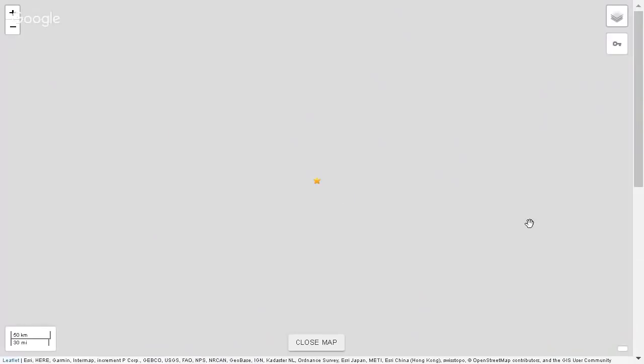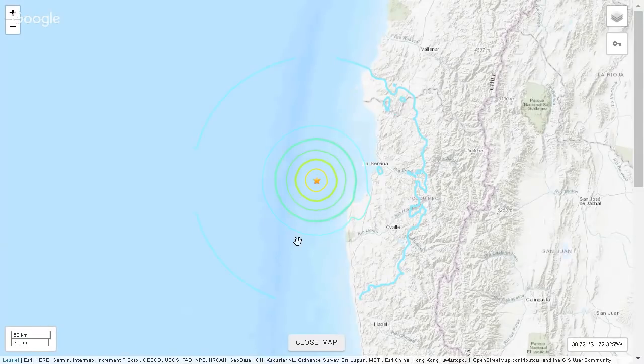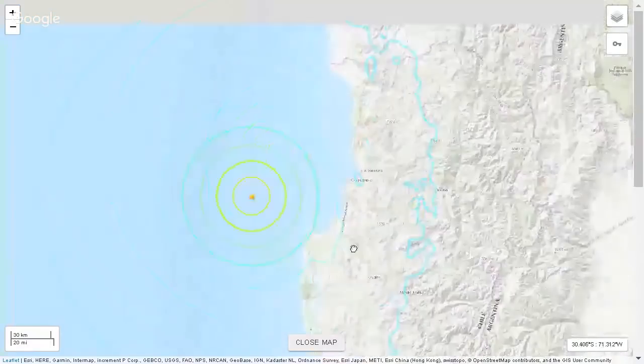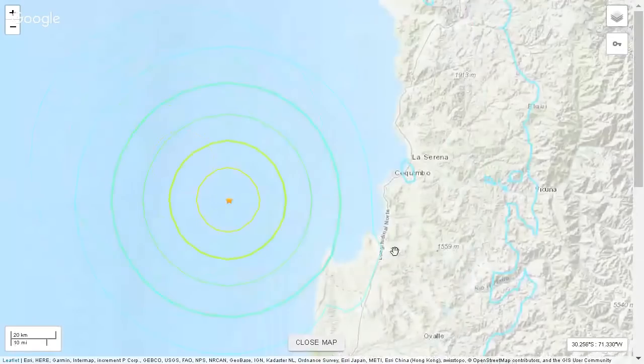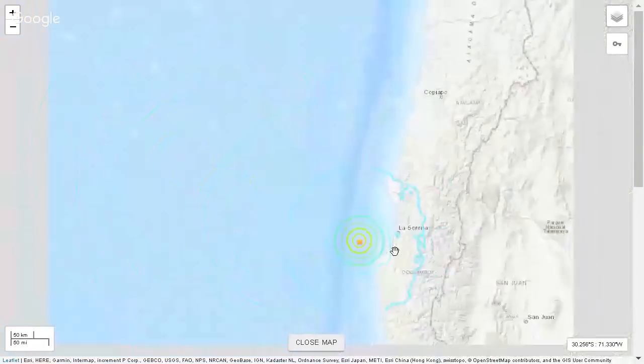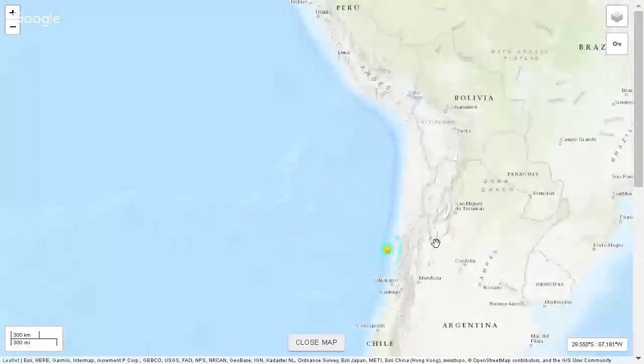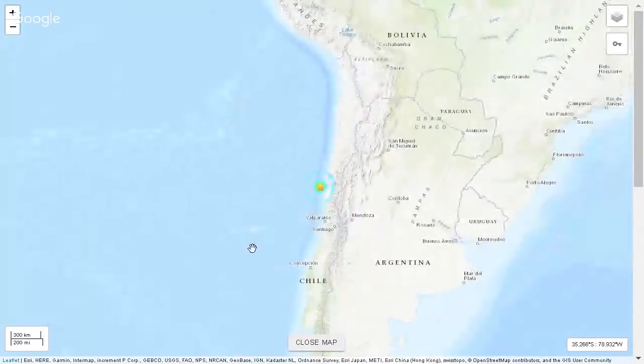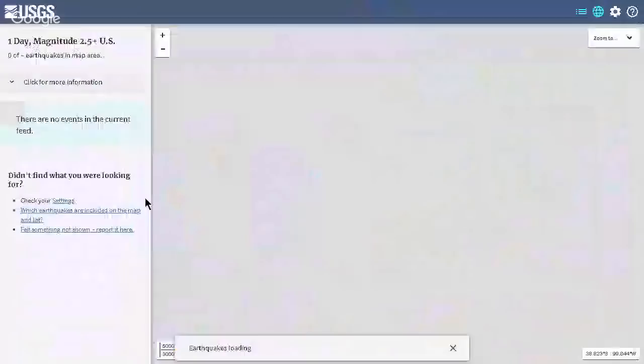Look at the interactive map here real quick. So located off the coast. Hopefully it didn't do too much damage there. And there's the zoomed out location of that quake. Moving on.